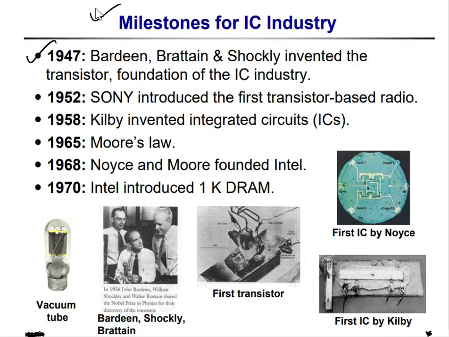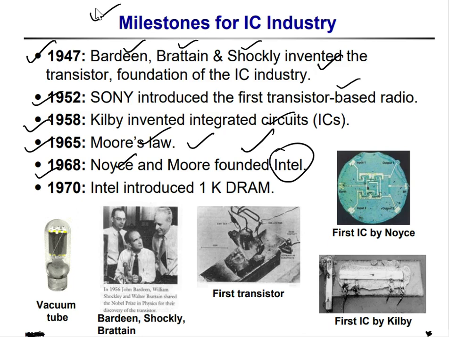Back in 1947, the first transistor was invented by these three scientists. Then 1952, the first transistor-based radio. 1958, the first IC. 1965, the famous Moore's law. 1968, Intel, founded by Moore and Noyce. 1978, Intel introduced the first DRAM.